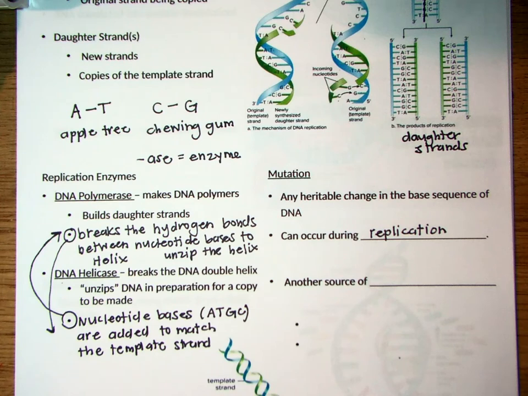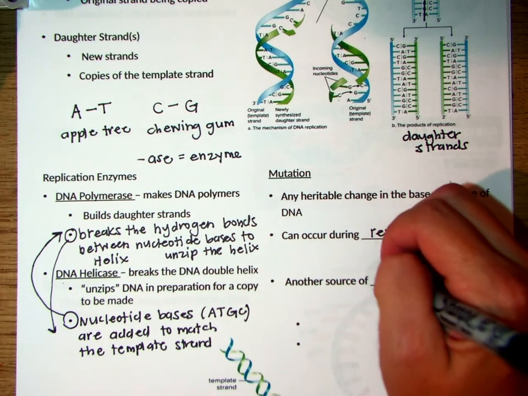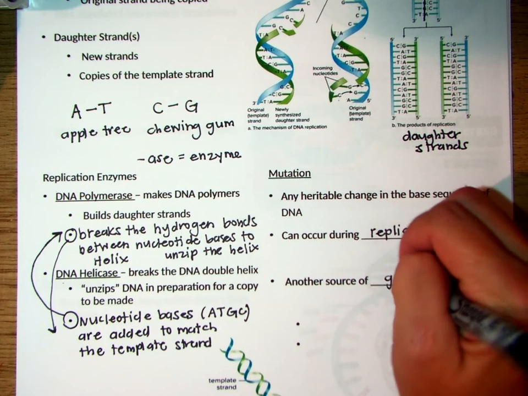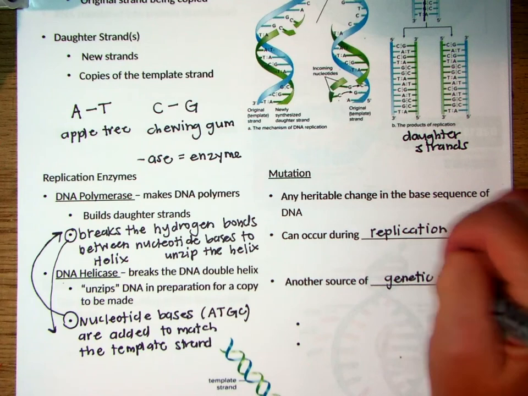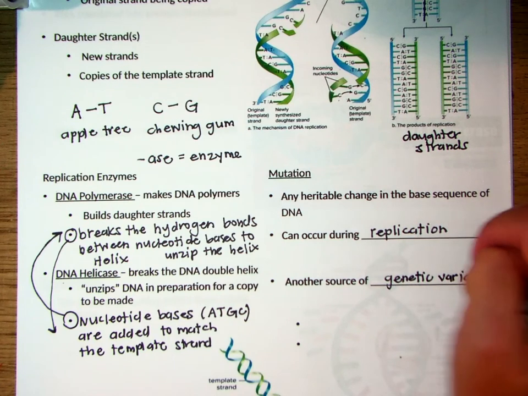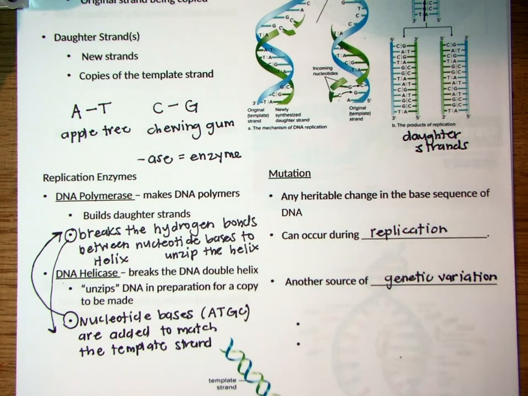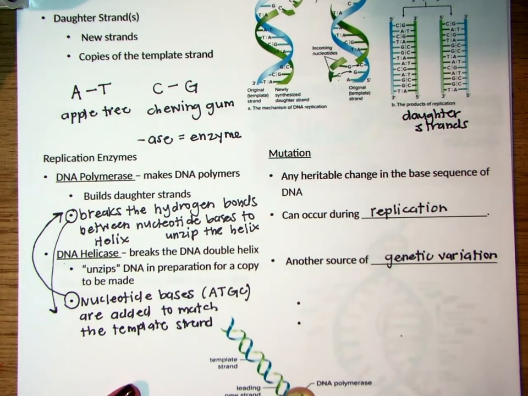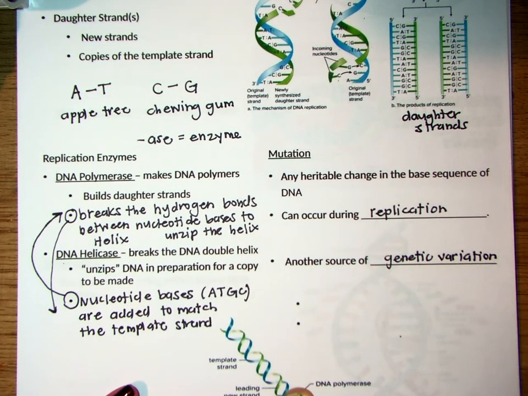And mutations, we kind of always think of them as a bad thing, but it's actually another source of genetic variation. Which is a good thing. Because the more variety you have in a species, the more likely they are to survive. And we'll get into more of that in our evolution unit.